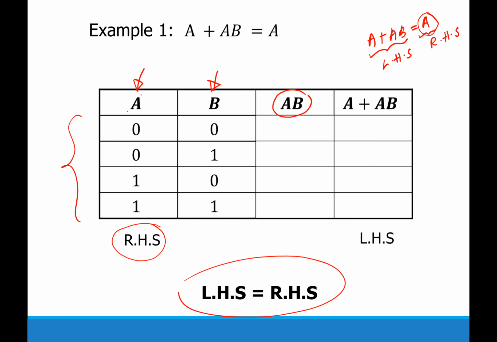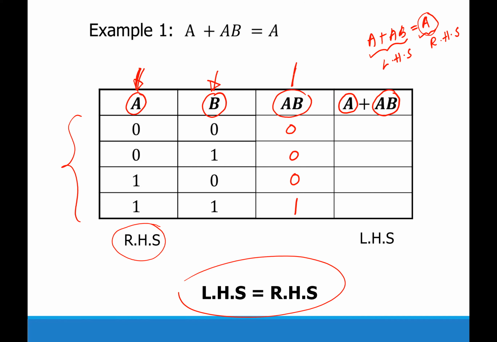We have the value of A, right? Now here we have the value of B. You can complete this table by yourself. Just take the multiplication of A and B. 0, 0, 0, 1. Am I correct? Now here we have the value of AB. Also we have the value of A. Now A is here, AB is here.